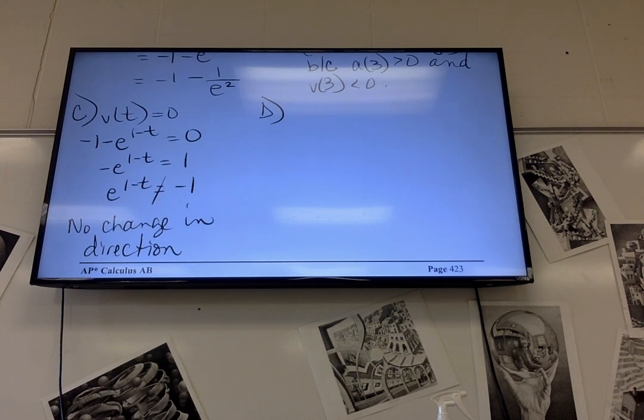And then D says the function, it's a little bit different, models the position of the particle for t is greater than or equal to 0. Find the total distance that the particle traveled on the time interval from 0 to 3. So, total distance. Well, if it never changes directions, then it's the same as what? Net distance. Which you would just take absolute value of p of 3 minus p of 0.